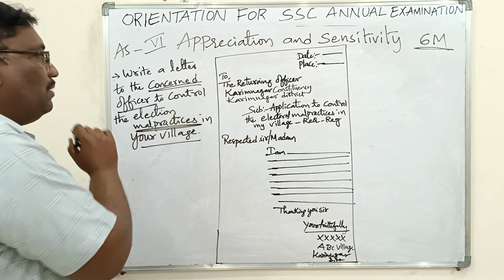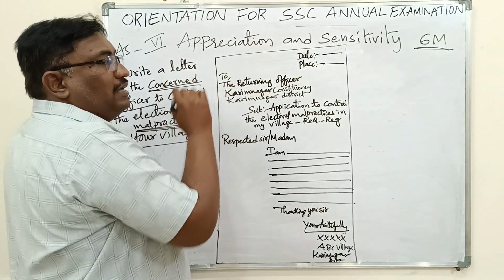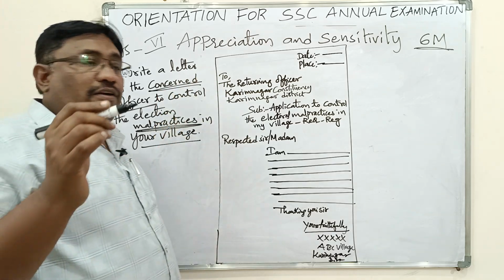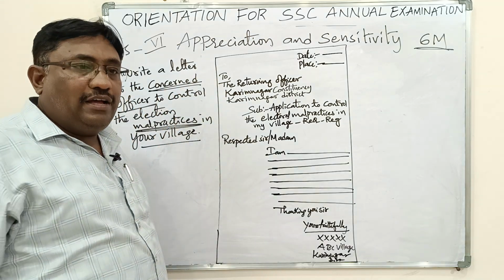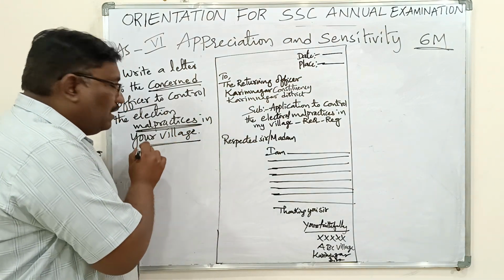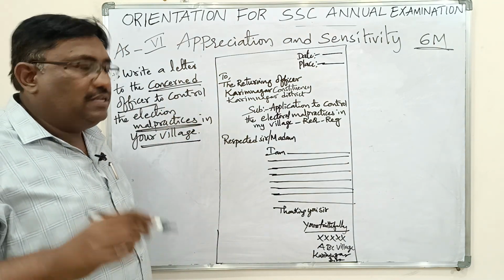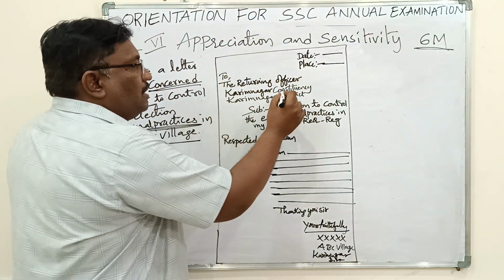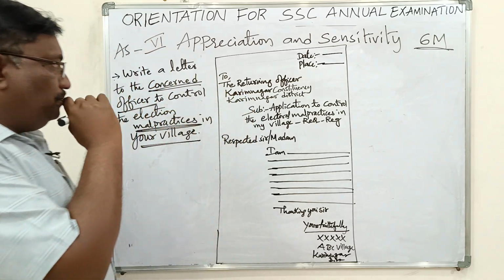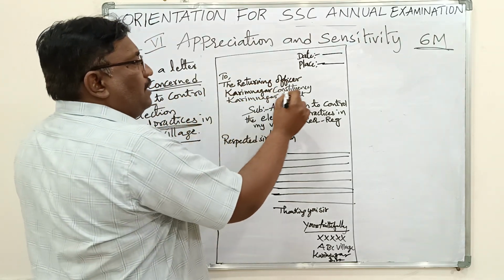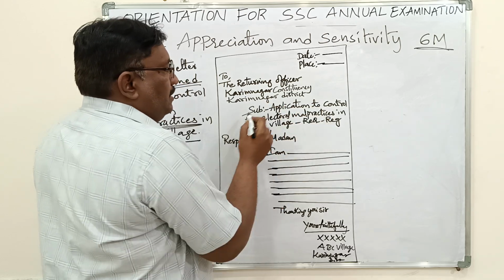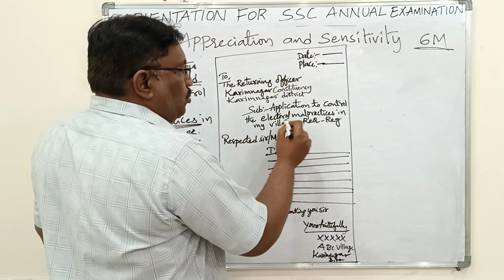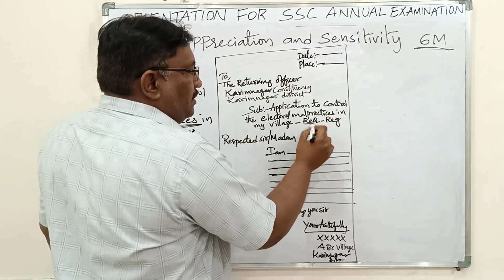For example, for election malpractices, the concerned officer is the returning officer. I found that for this question, some students were writing the letter to the Chief Election Commissioner of India. For problems at a village level, we should not approach the national level officials. So what we have to write? We have to write to the returning officer, who is the officer at the constituency level. For example, to the returning officer, Karimnagar constituency, Karimnagar district. Subject: application to control the election malpractices or electoral malpractices in my village, requesting regarding.